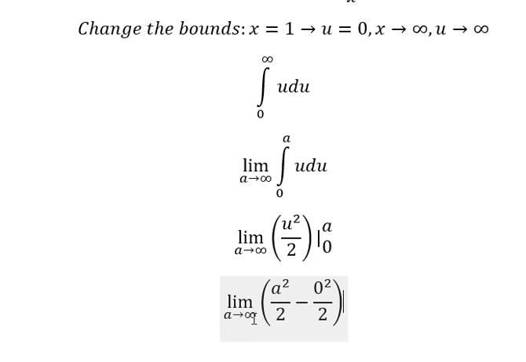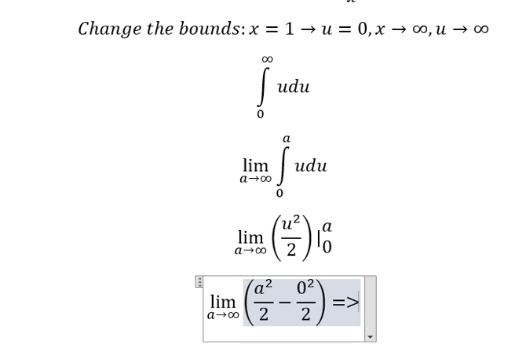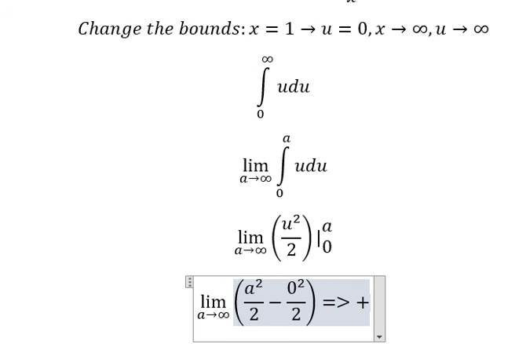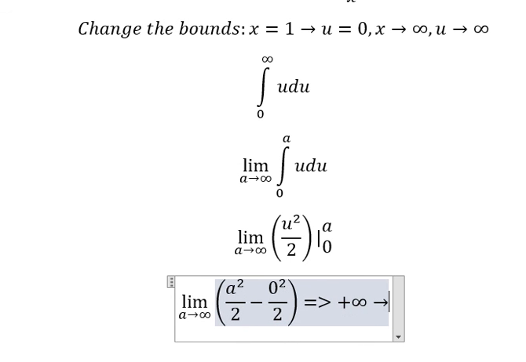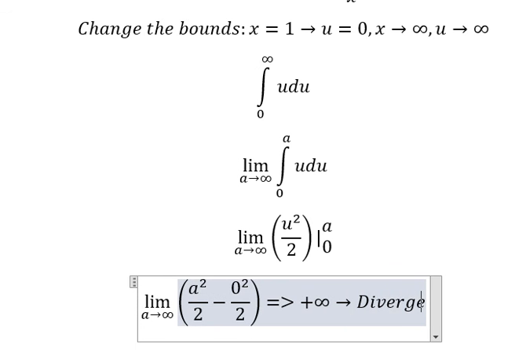So when a goes to positive infinity, this one will go to positive infinity. a squared will go to positive infinity. That means everything in here will go to positive infinity. So that means this integration is divergent.